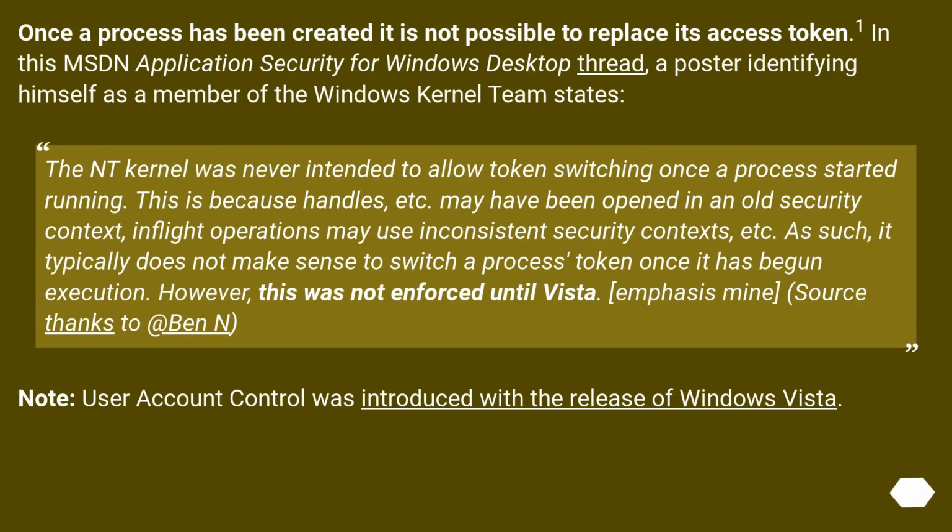In this MSDN application security for Windows desktop thread, a poster identifying himself as a member of the Windows kernel team states: the NT kernel was never intended to allow token switching once a process started running. This is because handles, etc. may have been opened in an old security context, in-flight operations may use inconsistent security contexts, etc. As such, it typically does not make sense to switch a process token once it has begun execution. However, this was not enforced until Vista. Emphasis mine, source thanks to @Ben-N. Note, User Account Control was introduced with the release of Windows Vista.